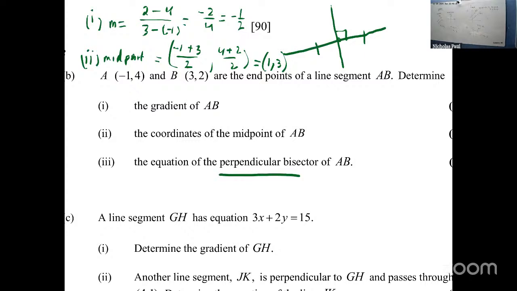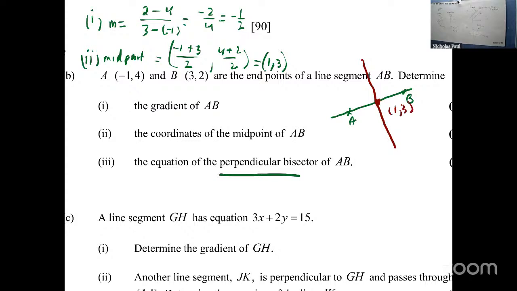So think about it like this. Let's say we had a line and we had AB on the line. Here's what they want. They want a new line that passes through the midpoint of A and B and is perpendicular. We found the midpoint already, and the midpoint is 1, 3. So we're using 1, 3 as x and y. And we know the gradient of AB is -0.5. Remember, perpendicular bisector means at 90 degrees.